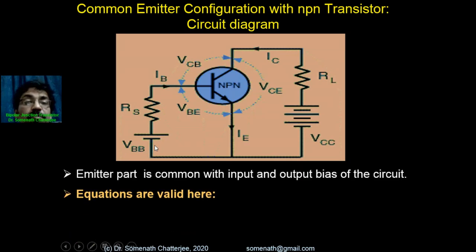And this is the input DC bias, and this is the output DC bias. For the collector, you can see we have given more, so we can conclude that the applied bias is more in the output region. According to Kirchhoff's current law, IE is equal to IC plus IB, and IC is equal to beta IB. What is beta? Beta is the common emitter current gain.